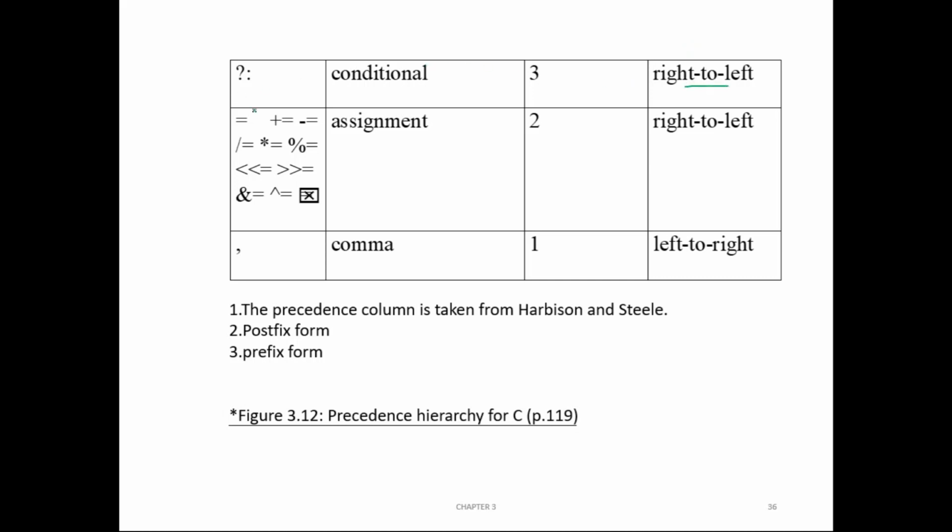And then the assignment operator and the different variations of assignment operator. This has the next highest priority, and it executes from right to left. When you say assignment, it always executes from right to left. A is equal to B cannot execute from left to right. It executes from right to left: B is assigned to A. Comma is also an operator. This has the least priority, and it executes from left to right.